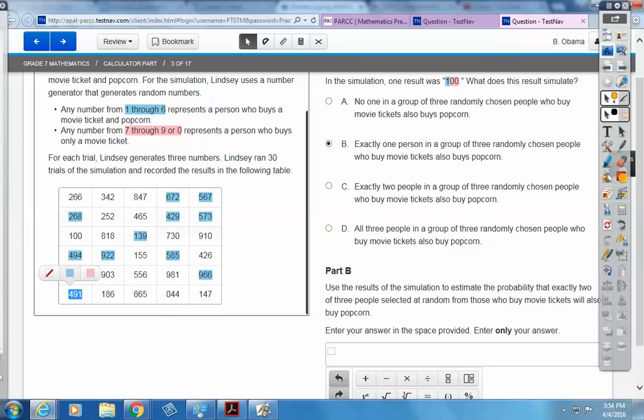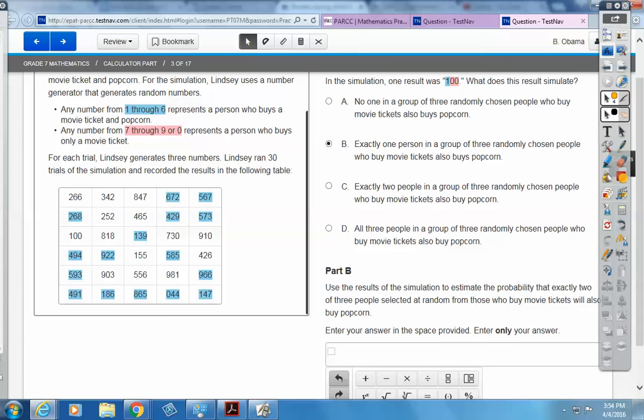Here's 1 popcorn. Here's 1 popcorn, the 1 and the 6. The 6 and the 5, yes. Ooh, the 0 is no popcorn, but the 4 and 4 are. And 1, oh, this is also all 2 popcorns.